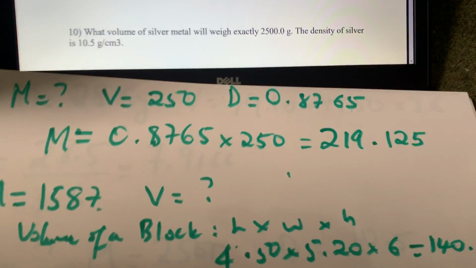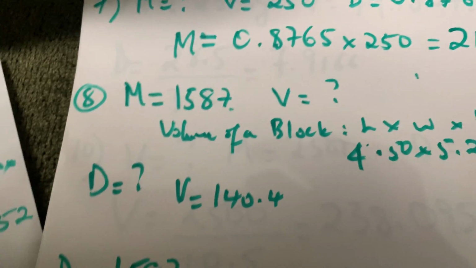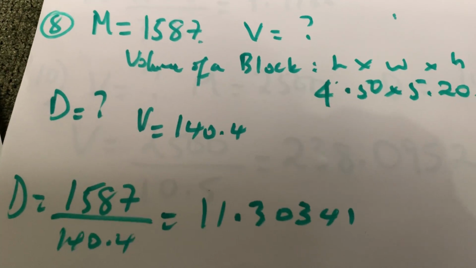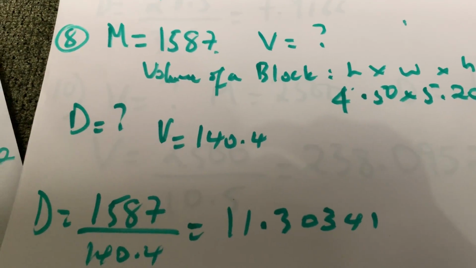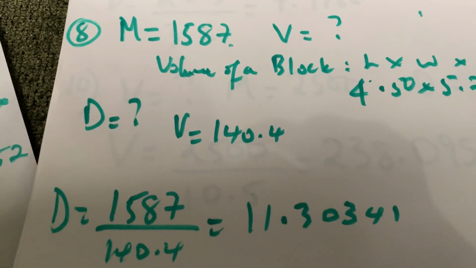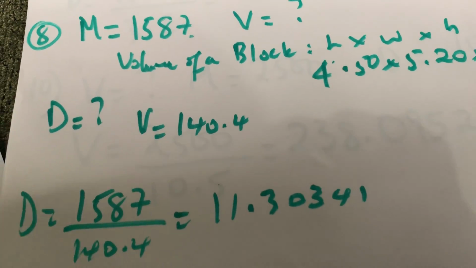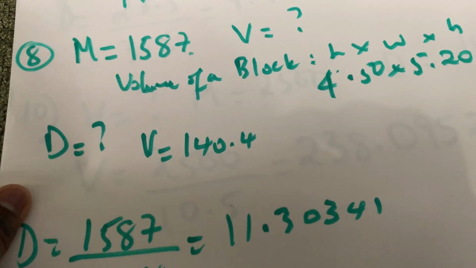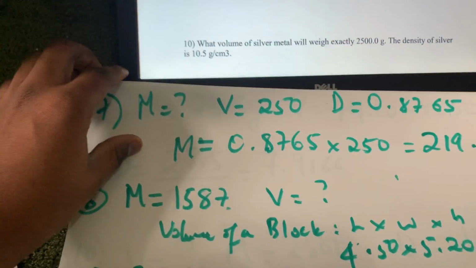So that's the volume. Now you know the mass, you know the volume. Now you can go ahead and find your density. So density is mass over volume. So the mass is 1587 divided by 140.4, which is the volume. So when you calculate that, you're going to get 11.30341. Okay, it is a long decimal. I hope this is understood.